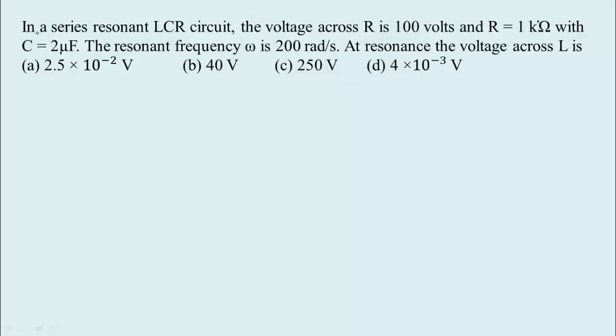The first question is, in a series resonant LCR circuit, the voltage across R is 100 volt and R is 1 kilo ohm. The capacitance of the capacitor C is 2 microfarad. The resonant frequency omega is 200 radian per second. At resonance, the voltage across L is.